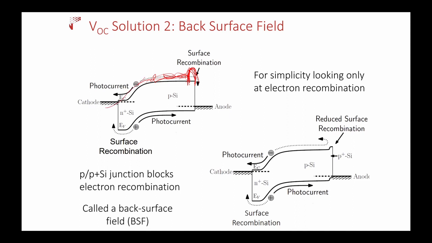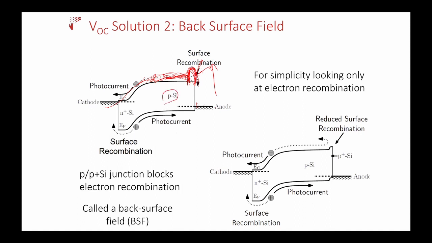If they are going in this direction and recombining at this point with the holes at the anode, it is known as surface recombination. We want this surface recombination to be as low as possible, so that's why we have made a hill.